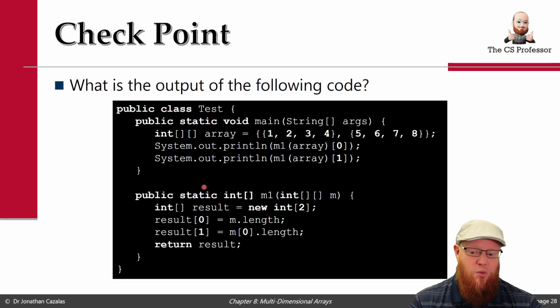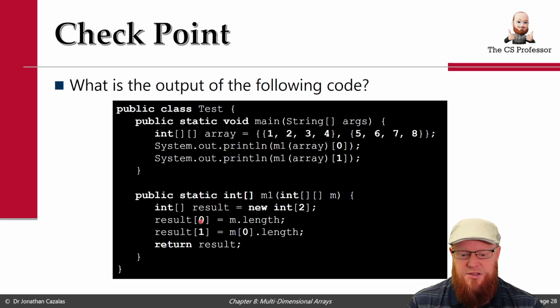And then finally, we have one more. This is a very nice one to think about, and I wanted to spend about 20 to 30 seconds on it. We have this 2-dimensional array, 2 rows, and each row has 4 values. We have this method M1 that receives a 2-dimensional array. What does it do? The first thing it does is make a 1-dimensional array of size 2 called result. Then it says result at index 0 is m.length, the length of that 2-dimensional array, which is the number of rows.